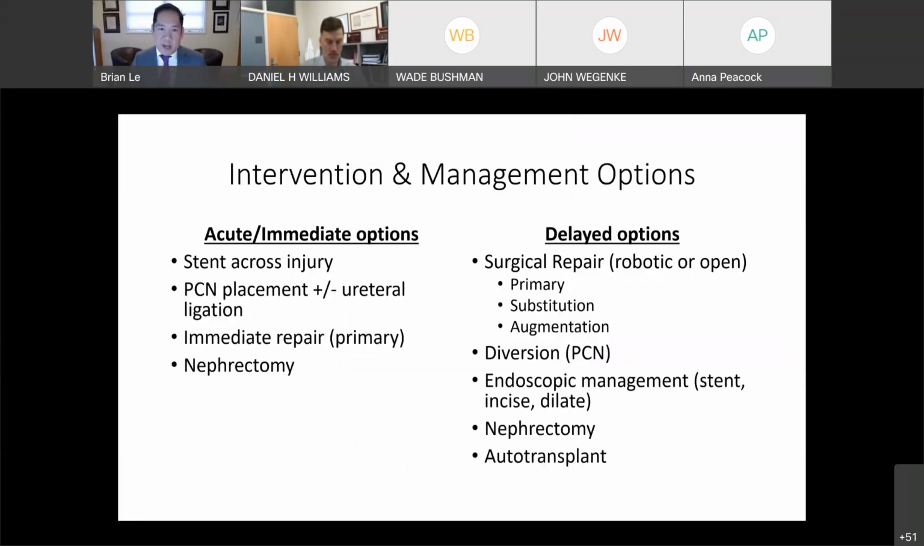So I mentioned I would just divide the interventions into acute and delayed options. So the immediate things that you can do in the acute setting, you can stent across the injury. You can divert the urine away, such as a percutaneous nephrostomy placement, plus or minus ureteral ligation, and that's just to minimize urinoma, etc. You could do immediate repair. Say there was an XLAP and you're literally staring at the injury, you can consider repairing it right there on the spot. And you can consider nephrectomy. That is a reasonable consideration in the acute phase.